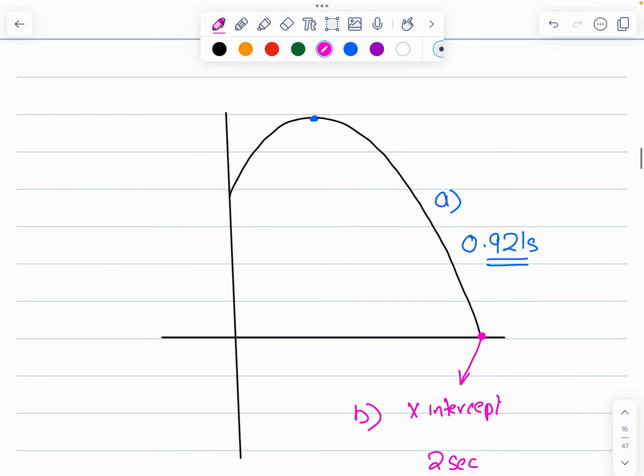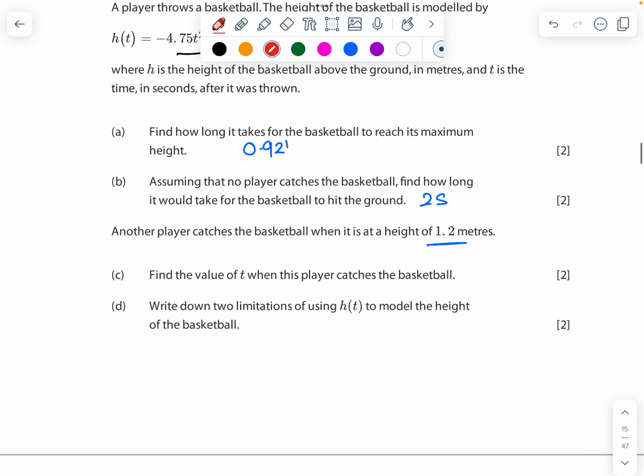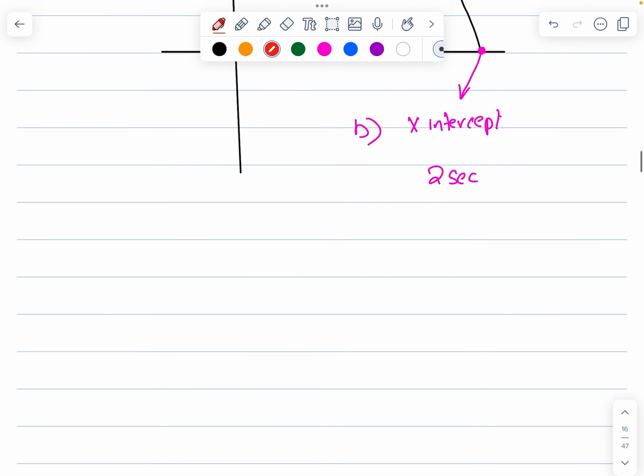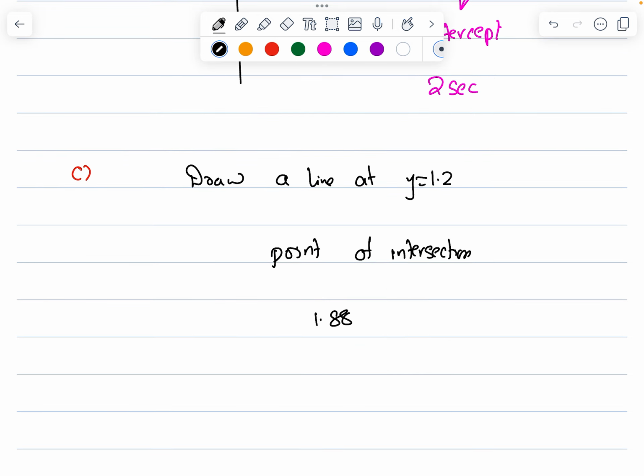So what am I going to do at 1.2? Draw a straight line at 1.2 and find the point of intersection. Which part is that? Part C. Draw a line at y equals 1.2. Find the point of intersection. You should be getting 1.88 seconds.